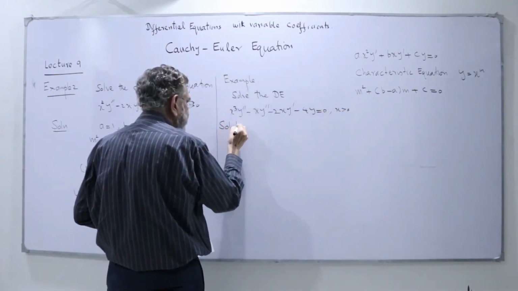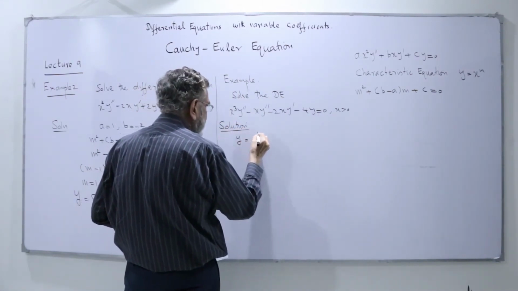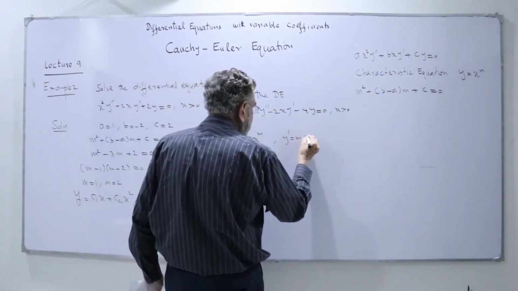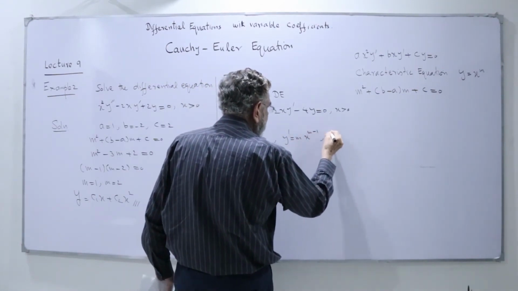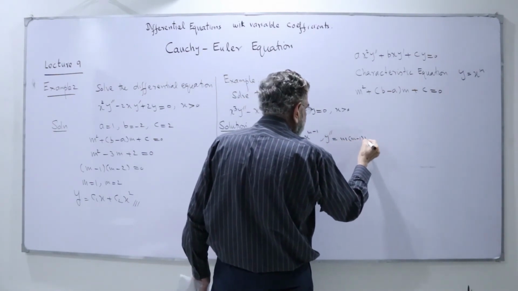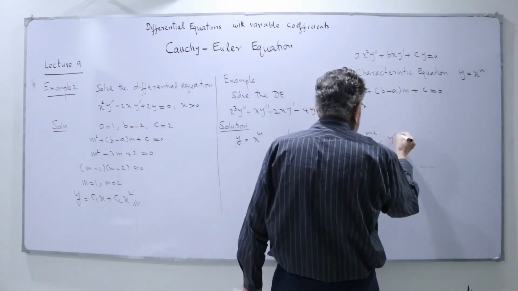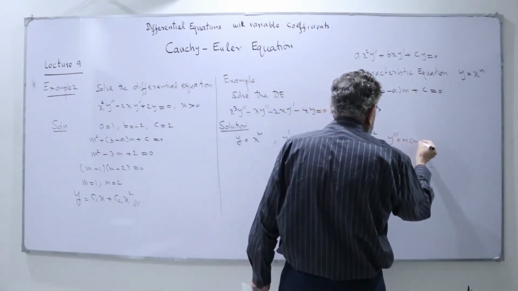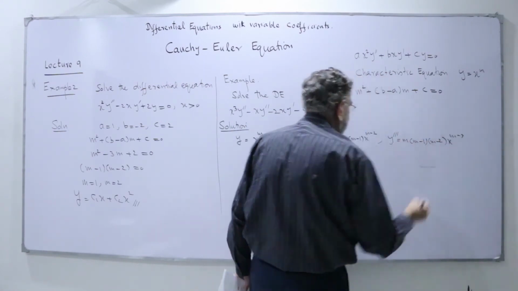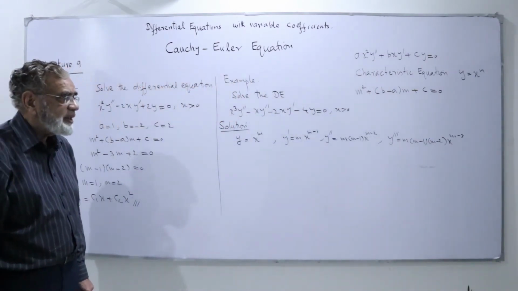This is a Cauchy-Euler equation. Our substitution will be y = x^m. What's y'? y' is m x^(m−1). What's y''? y'' is m(m − 1) x^(m−2). y''' will be m(m − 1)(m − 2) x^(m−3). So simply we just go on differentiating. We get y', y'', y'''.